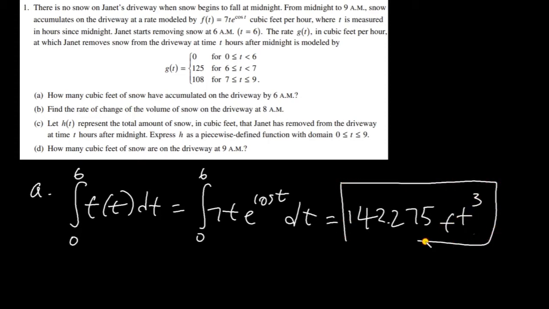Okay? Easy enough, right? This is a 2-point question. 1 point for the integral, 1 point for the answer. Part B. Find the rate of change of the volume of snow on the driveway at 8 a.m.